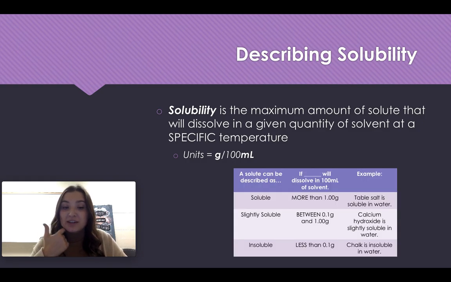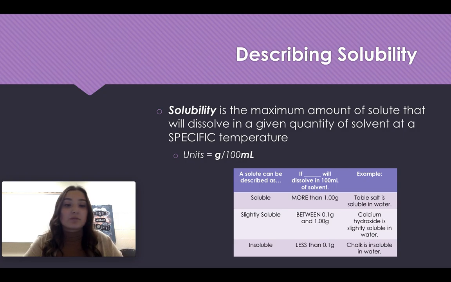A solute can be described as soluble if more than 1 gram will dissolve in 100 milliliters of solvent. A great example of this is table salt into water. We know that if we put some of that in and mix it up, it's going to dissolve no problem. A solute can also be described as slightly soluble, which means between 0.1 grams and 1 gram will dissolve in 100 milliliters of solution. An example of this is calcium hydroxide.